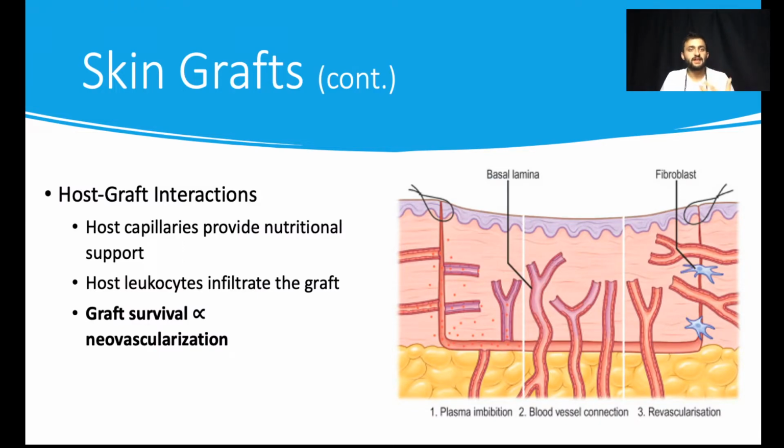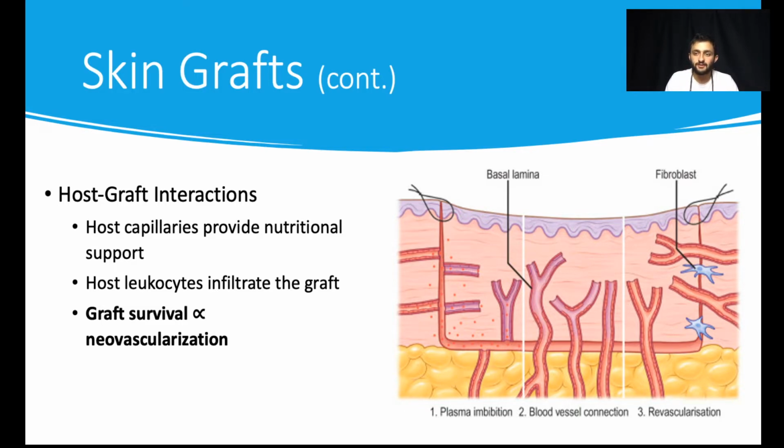So thinking about skin graft and host graft interactions, what we see is that host capillaries are providing nutritional support, and host leukocytes begin to infiltrate the graft. The biggest thing to note is that graft survival is directly correlated to neovascularization. Host capillaries are dilated, and the plasma that exudes from them provides the nutrition for these grafts. Specifically, the host leukocytes make their way into the lower layers.